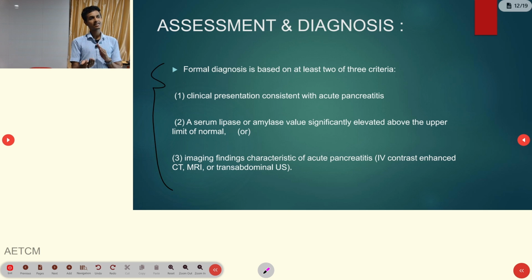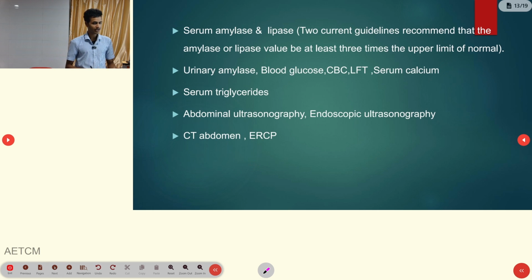First thing is a clinical presentation consistent with acute pancreatitis. Second thing, serum amylase or lipase level should be more than normal, more than 3 times the normal. That is what we can call pancreatitis. And then imaging studies we can go for. Here for acute pancreatitis, we can go with ERCP, transabdominal ultrasonography, MRI, CT also. So of these 3, the person has to fulfill at least 2, and then we can say acute pancreatitis.